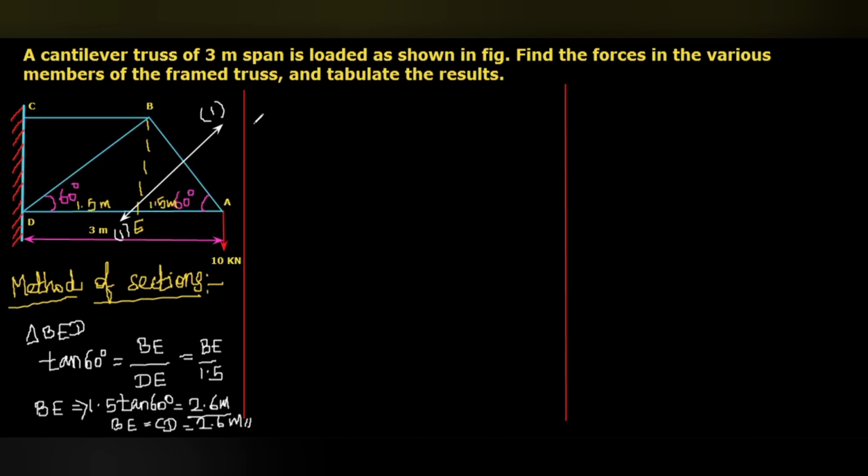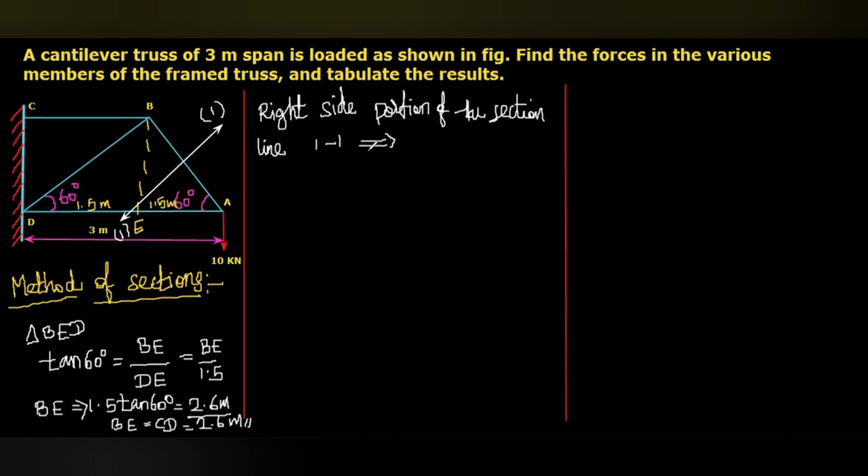Here, the section line can cut a maximum of 3 members. Left portion or right side portion we can consider. Here we are going to consider the right side portion of the section line 1, 1. That we are going to consider.